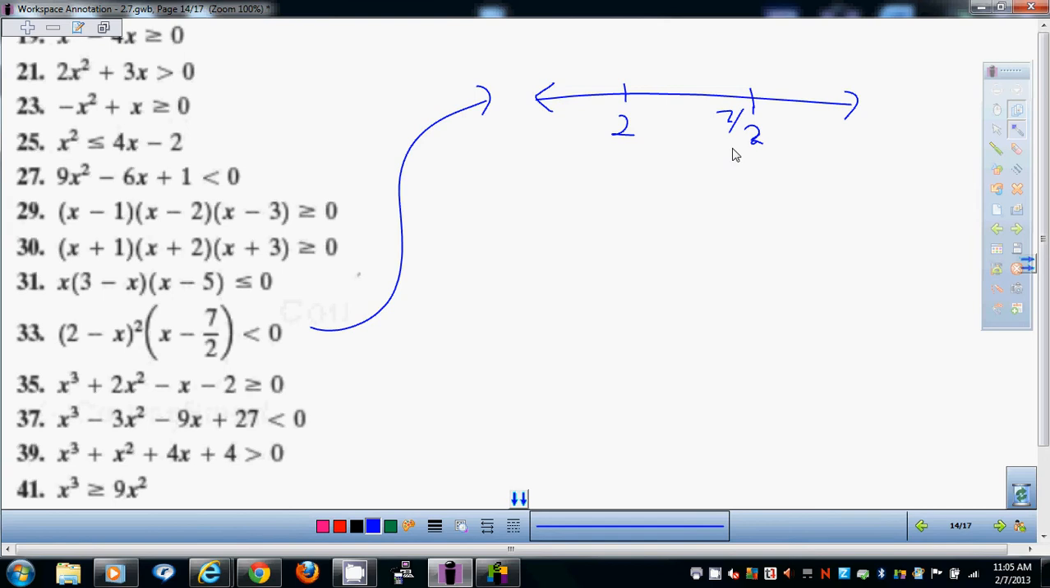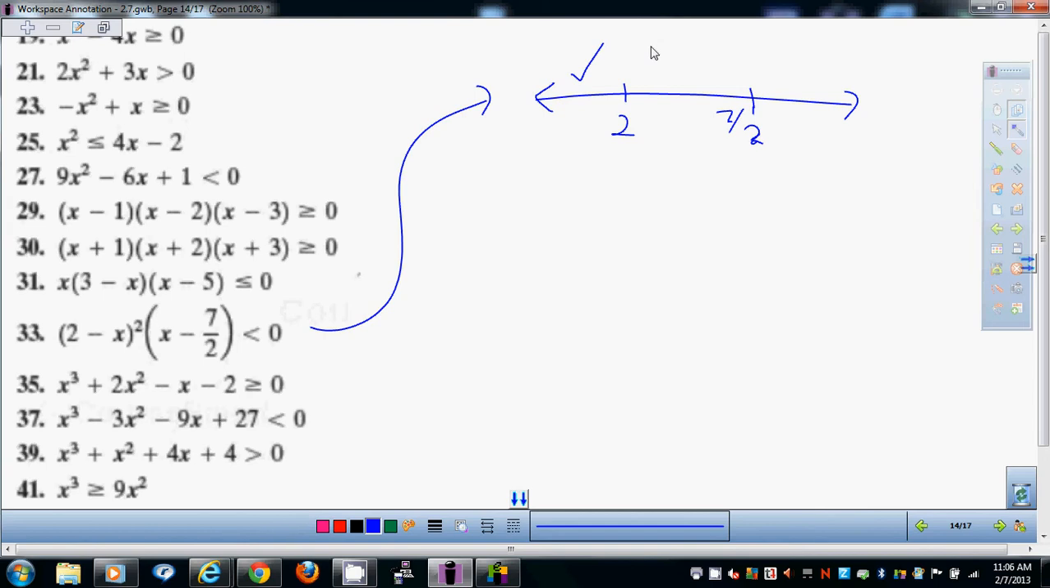What's a number between these two? 3. 2 minus 3 is negative 1. Negative 1 squared, positive 1. 3 minus 7 halves is negative a half. 1 times negative a half is a negative number. Is a negative number less than 0? Yes. What about at 7 halves?